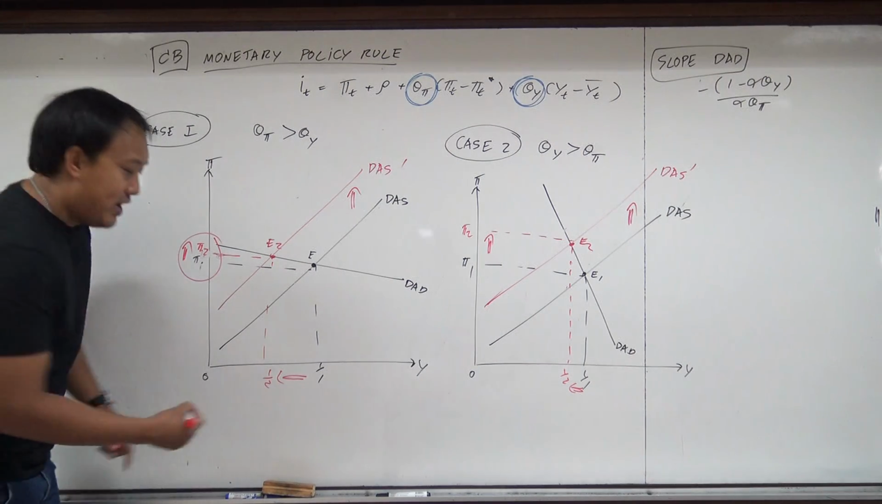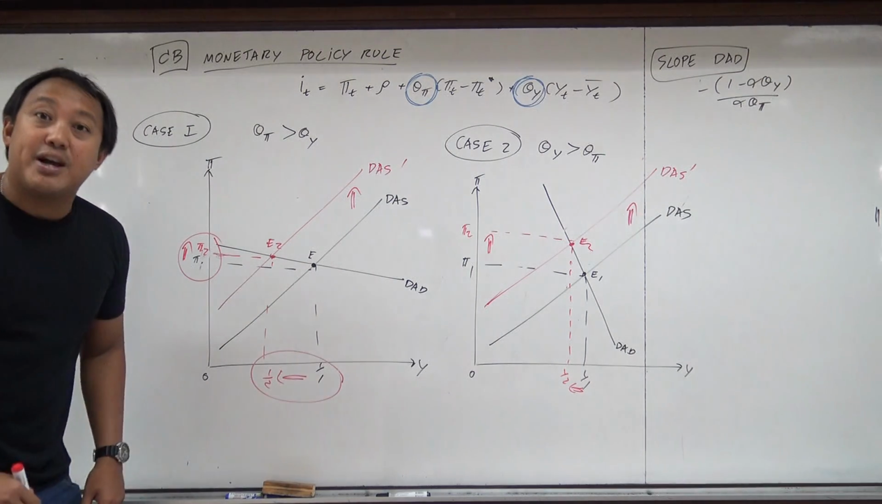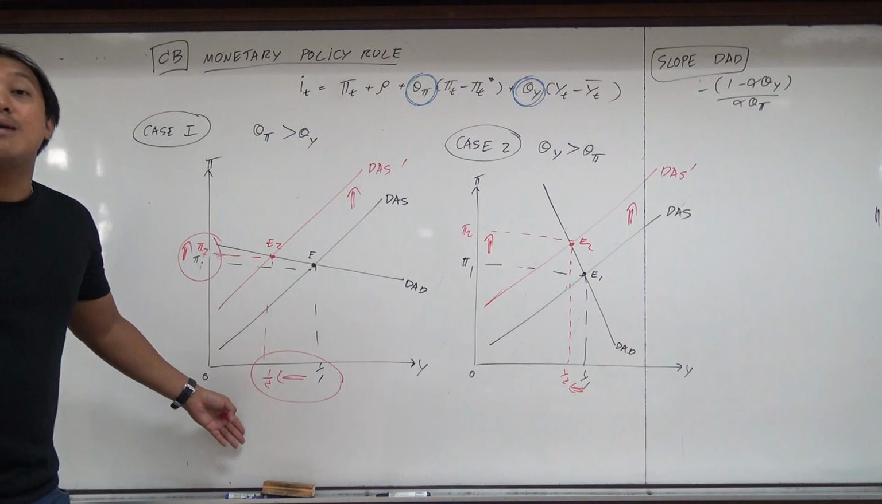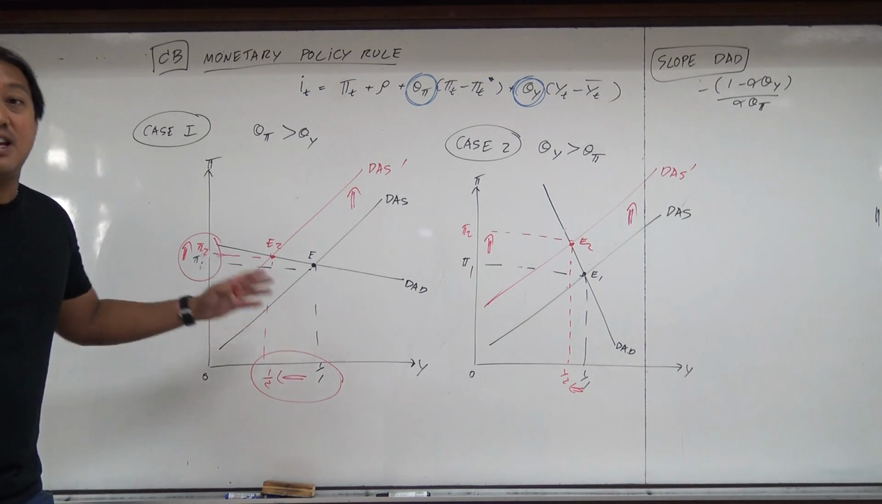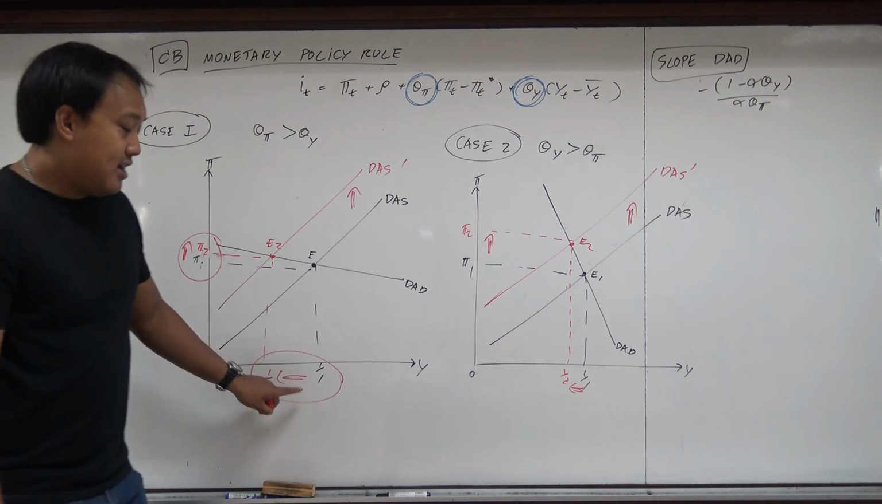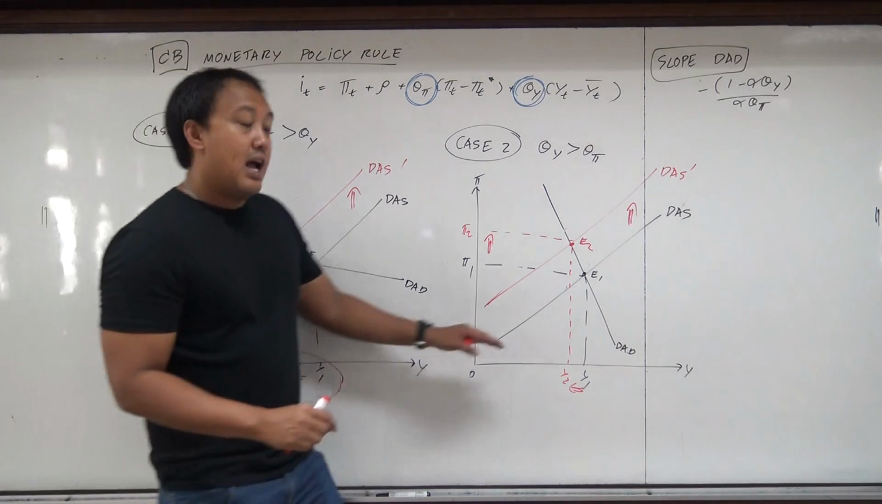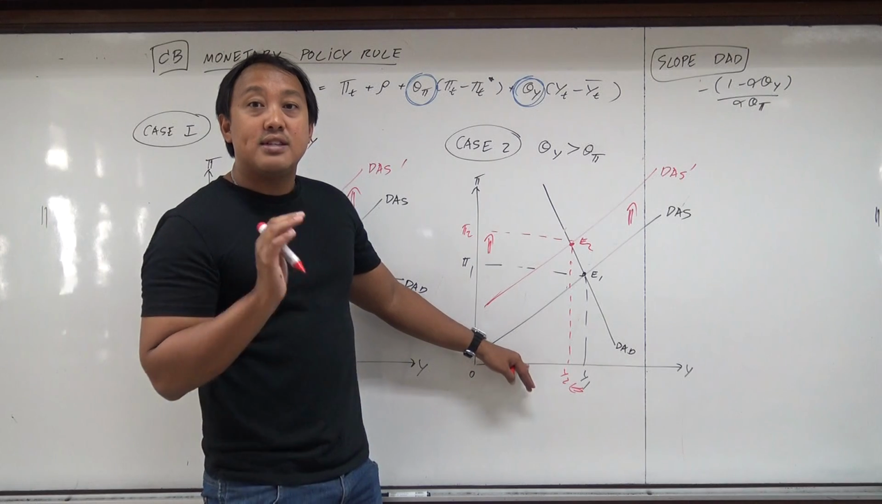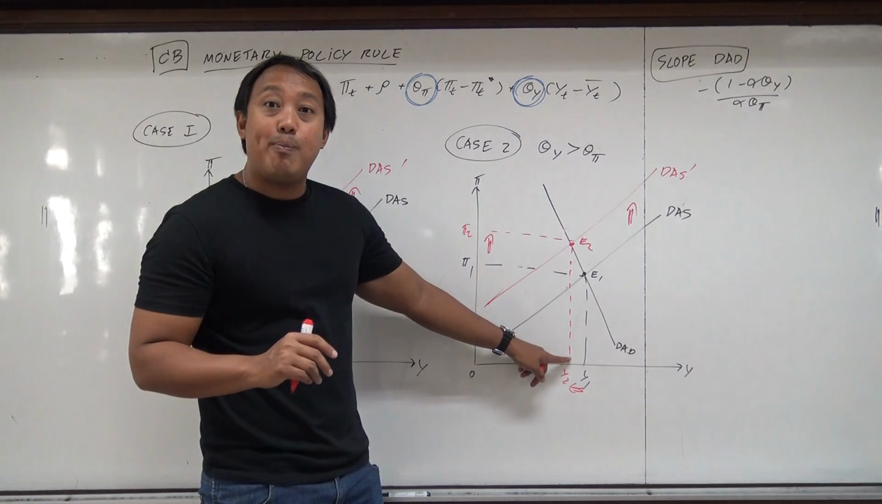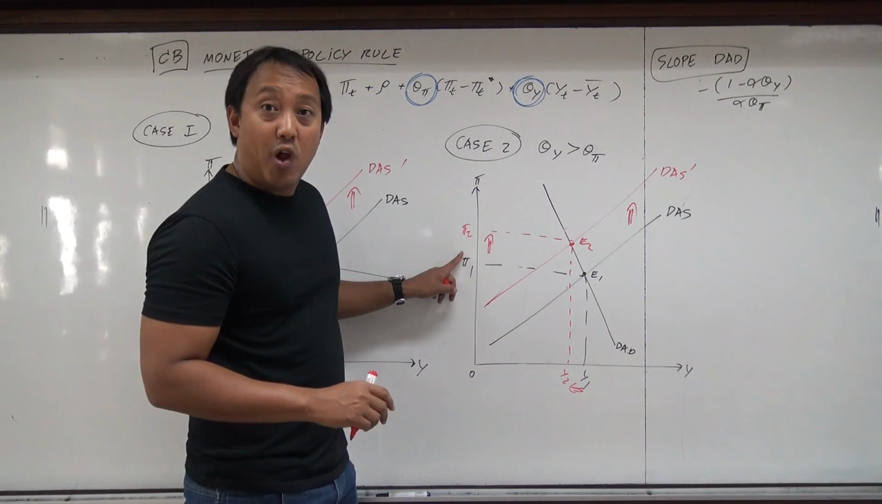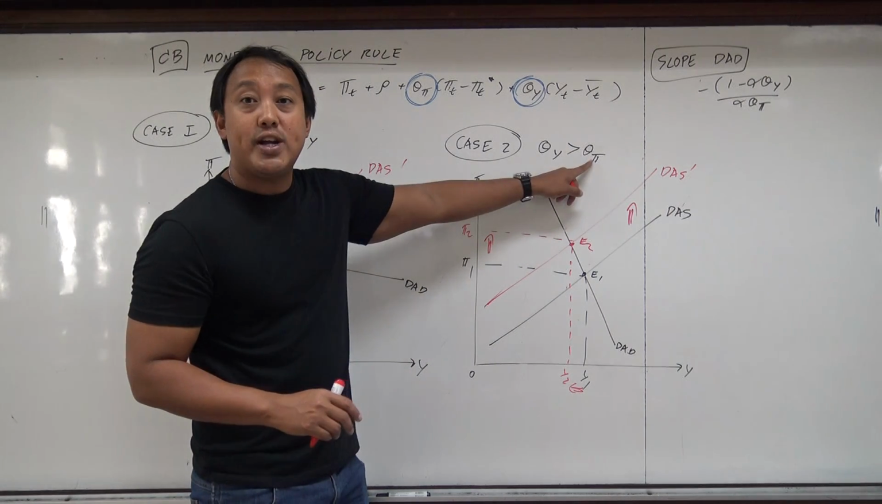And the economic slowdown decreases a lot because the central bank doesn't care about this one. They care about this one first, and this one is going to be second. So that's why output decreases a lot, and inflation increases just a little bit. How about this one? Here the central bank cares about the economic slowdown problem more than the inflation problem. Theta y is greater than theta pi.